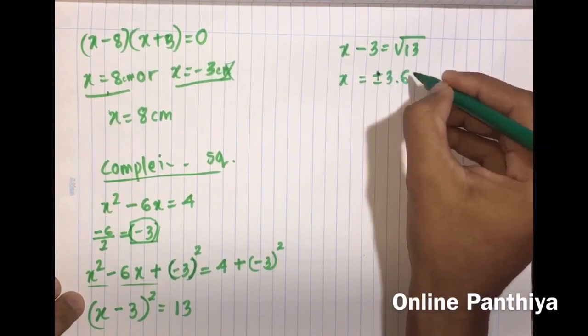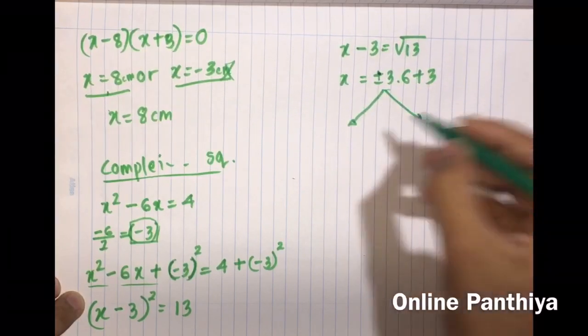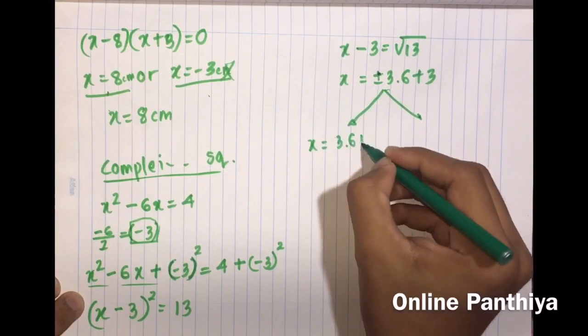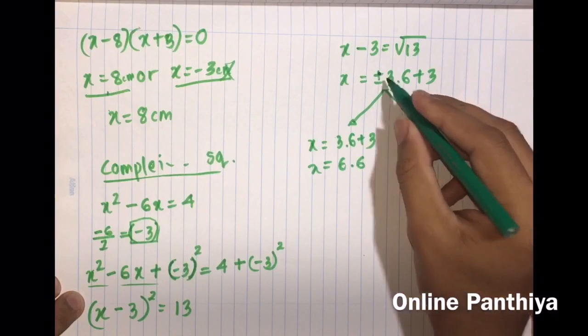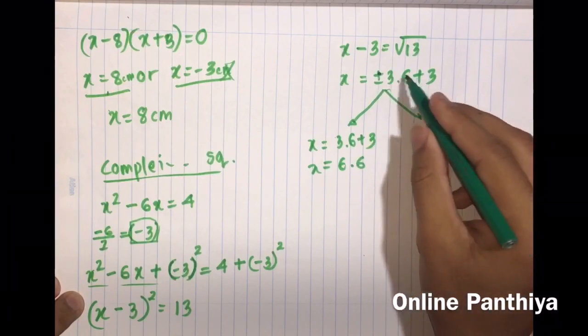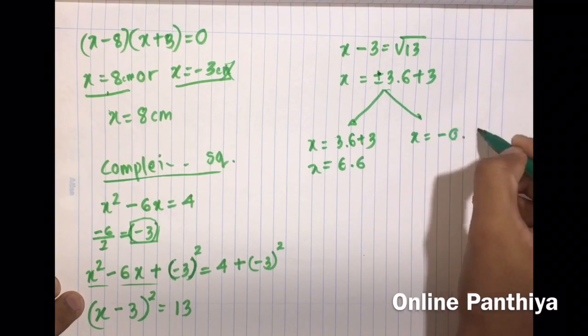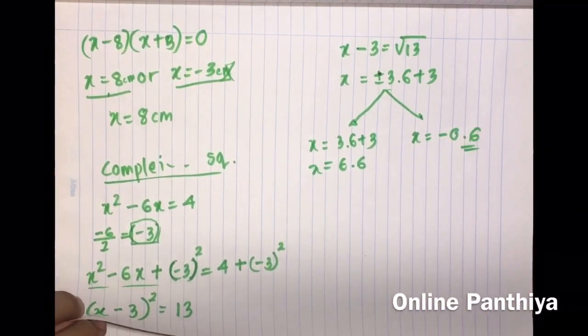So 3.6 plus 3. So you have a plus value and a minus value. Take both. Let us say you take the plus value, then 3.6 plus 3 is going to give you 6.6. Let's say you take the minus value, then minus 3.6 plus 3 is going to give you minus 0.6. Is that clear? Okay, this is using the completing square method.